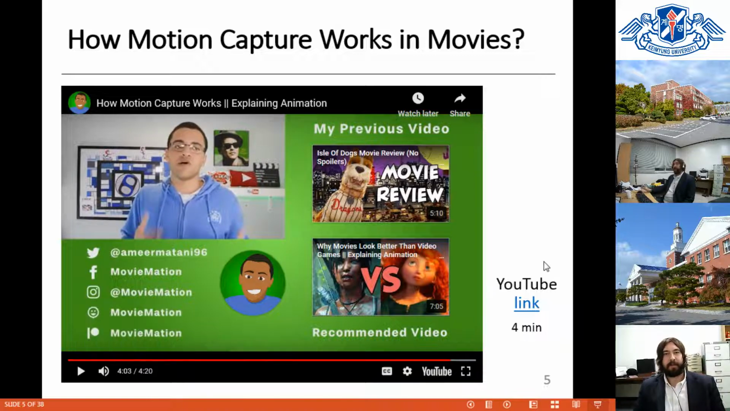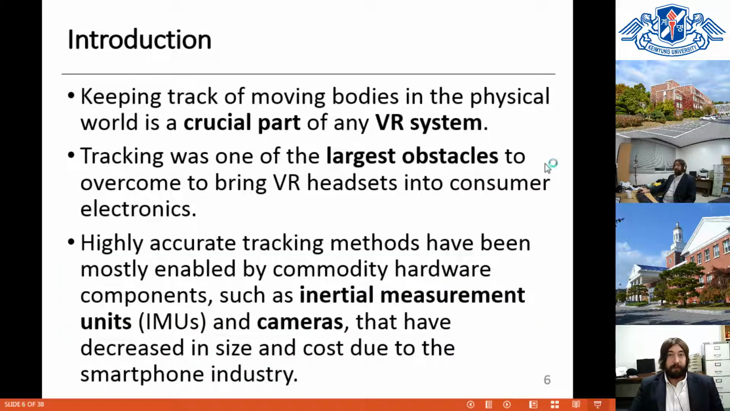So dear students, from this video you probably understood what motion capture is and how it works in movies. First of all, I would like to tell you that keeping track of moving bodies in the physical world is an important part of any VR system. So tracking was one of the biggest obstacles to overcome to bring VR headsets into consumer electronics.